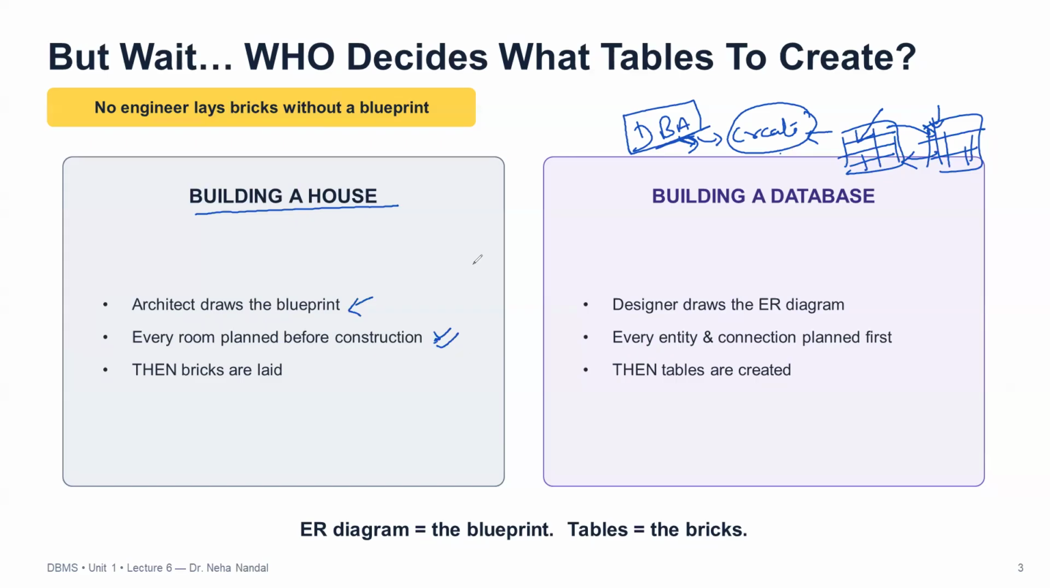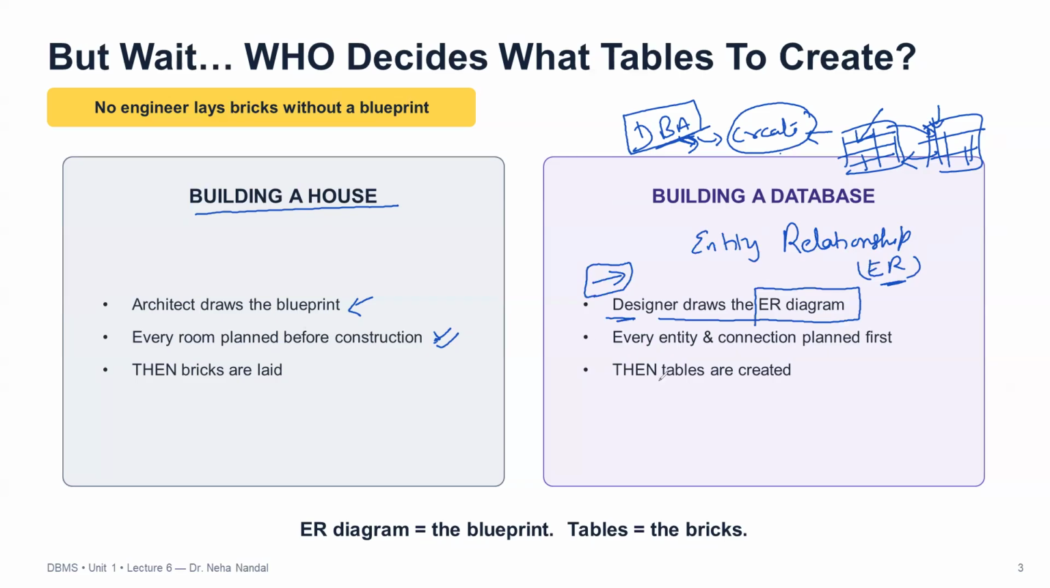Databases work in exactly the same way. Here also we first have to see what we want. We have to give the blueprint of the database, and this blueprint will be our ER diagram. The designer will draw the ER diagram first. What is the full form? Entity relationship diagram, that is ER. I hope you got some idea.